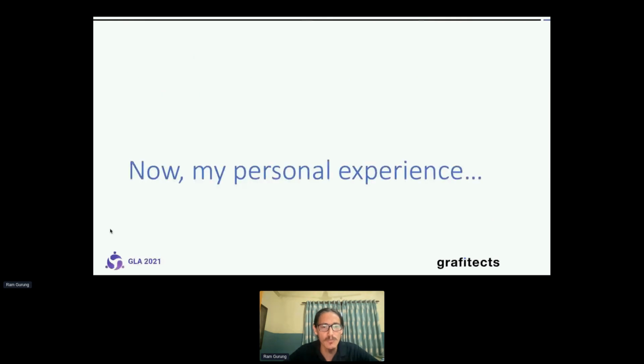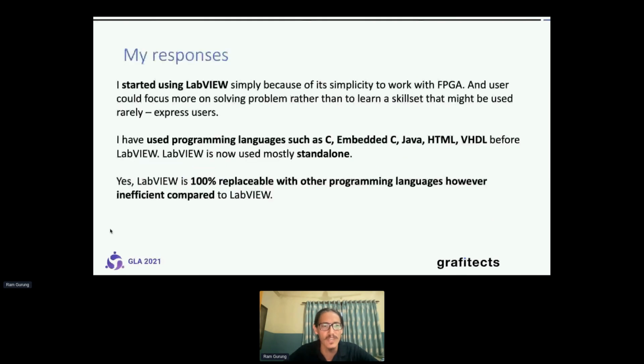Now I'm going to put in a little bit of my personal experience. I'll keep it as quick as possible, because we might be running out of time. So I started using LabVIEW simply because of the simplicity of working with the FPGA. And I have used other programming languages, mostly standalone. And yes, LabVIEW is 100% replaceable for each and every application with each and every programming language, but it's inefficient, it's just a pain.